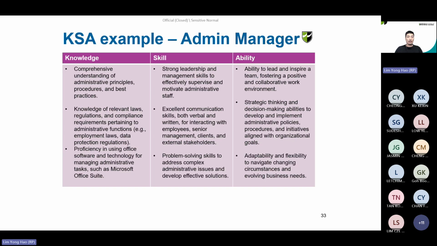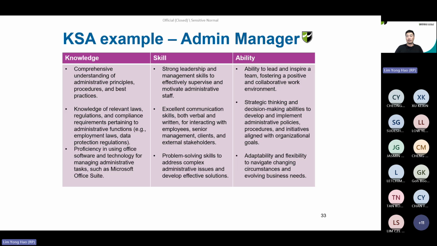Okay, another example, a manager. So this is a very general role. All the PMETs that we have talked about previously, they will be under this group of people. Knowledge, comprehensive understanding of procedures. So generally, can I follow rules? Do I know how to convert rules into processes? How can I ensure compliance?